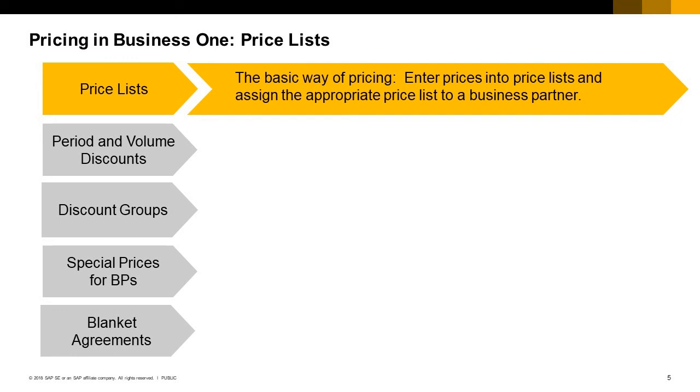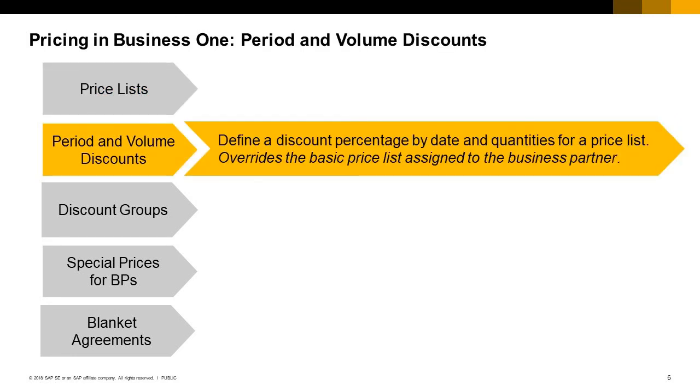You can set up price lists for different groups of customers. On each price list you can enter a price for each item and unit of measure. Then when a business partner who belongs to that price list buys an item, they get the right price for their customer group.